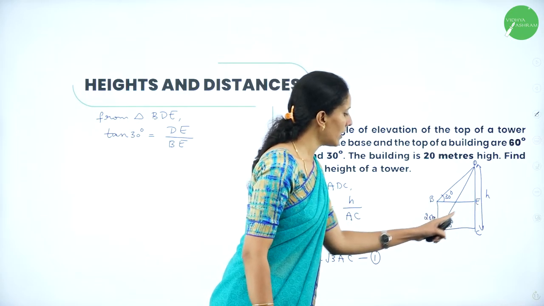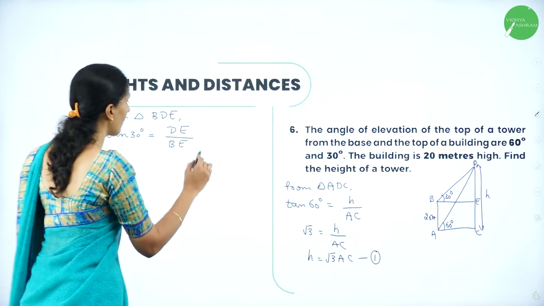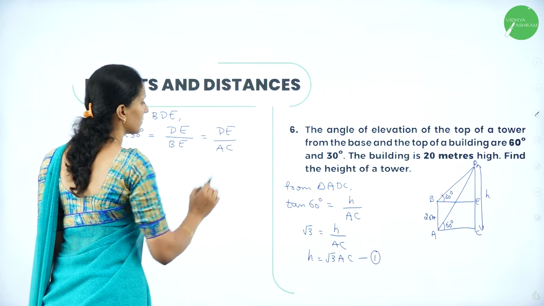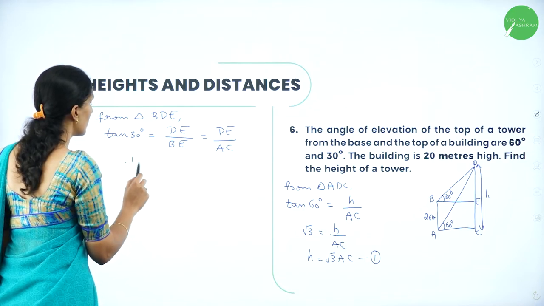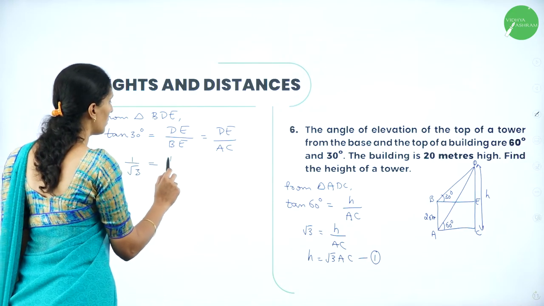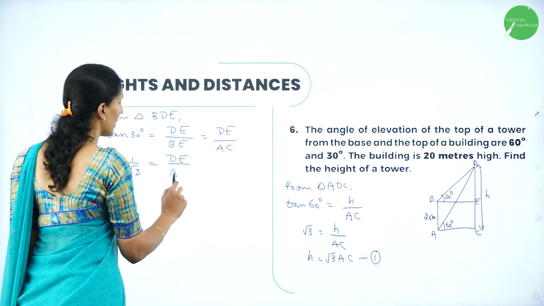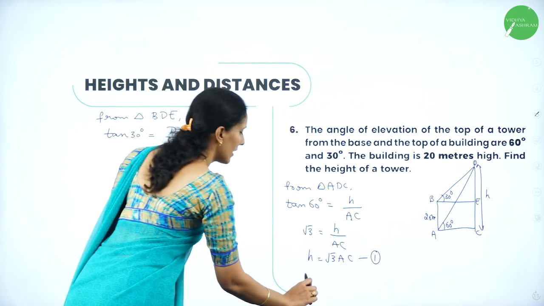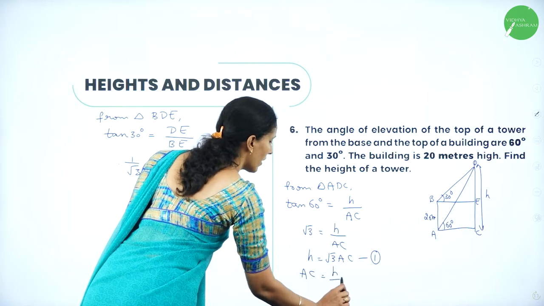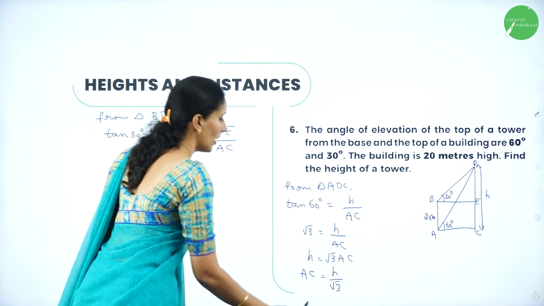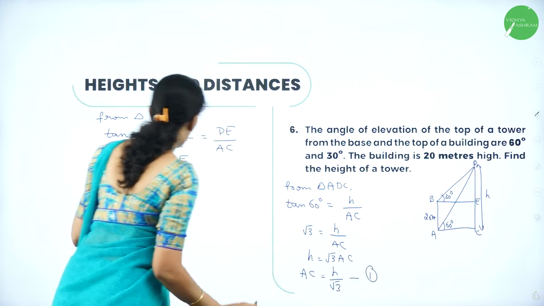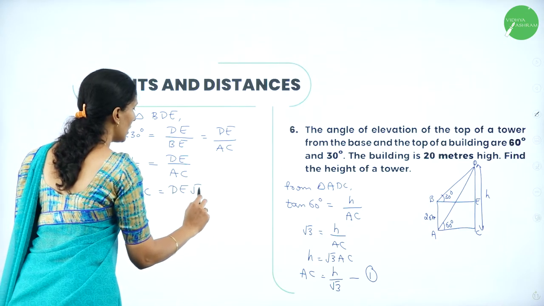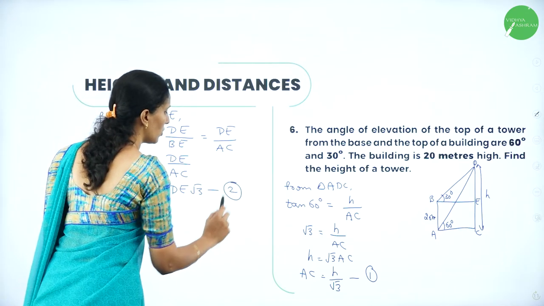Clearly, we can see BE and AC are same. So, I can write this as DE divided by AC. Therefore, 1 by root 3 is equal to DE divided by AC. Now, this equation can also be converted as AC is equal to H divided by root 3. Let me consider this as equation 1. And here I will get AC is equal to DE root 3. Let me consider this as equation 2.